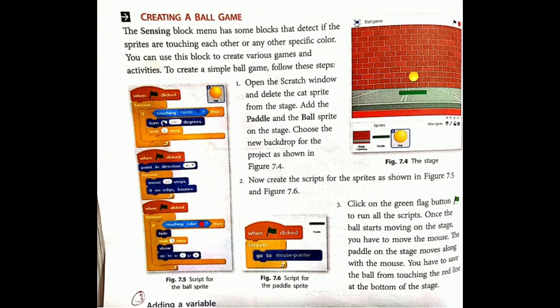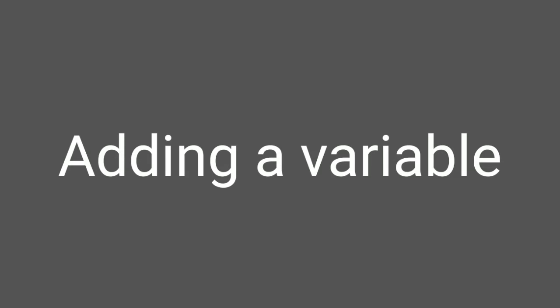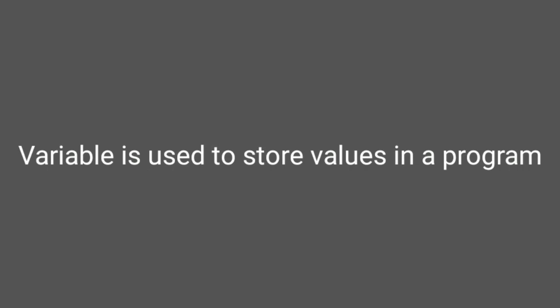Okay. Now moving on to the next topic, let us study how to add a variable to our ball game. First let us see what we mean by a variable. A variable is used to store values inside a program. Okay, this is the definition for a variable. These values can be either a number or a string. A numerical variable can be either a positive or negative value. At the same time, a string value can be a combination of letters, numbers, etc. Okay, this is what we mean by a variable.